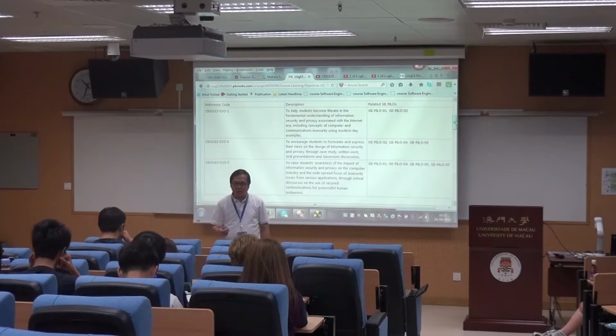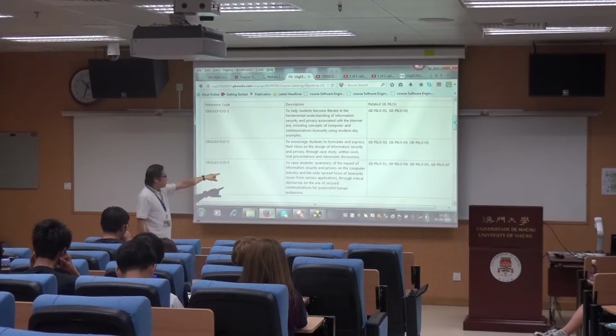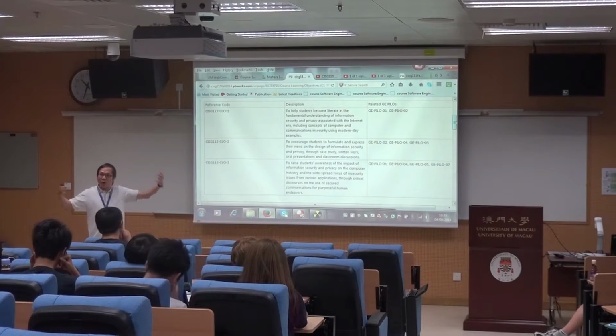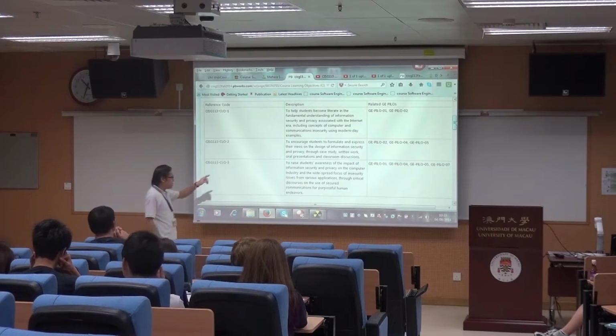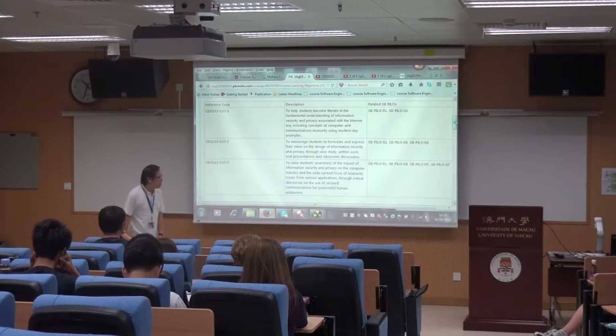So you take the money and hack it from the keyboard. All your keys are being recorded. They reproduce it and get money for it. All right? So finally, to raise students' awareness, awareness means understanding of the impact, the influence of information security and privacy on the computer industry and actually on the society as a whole.